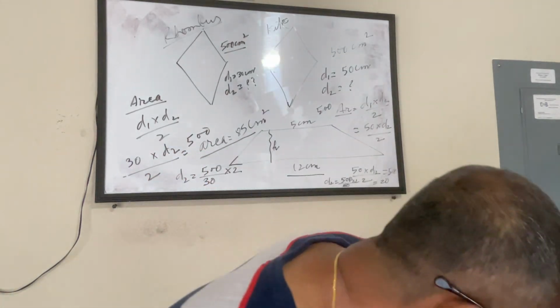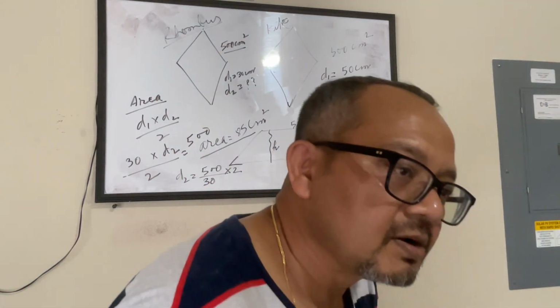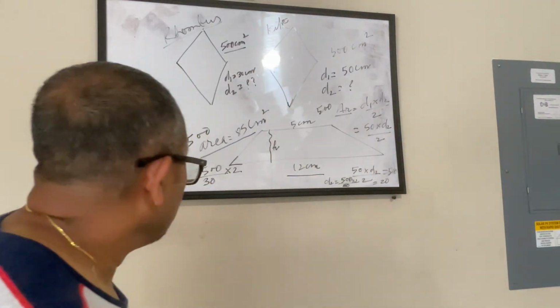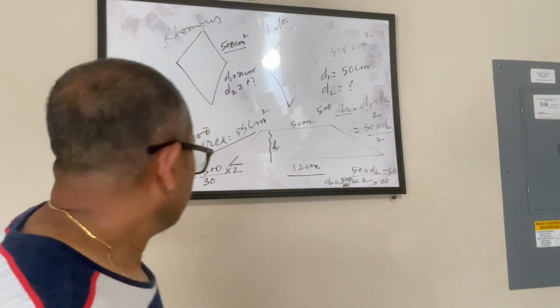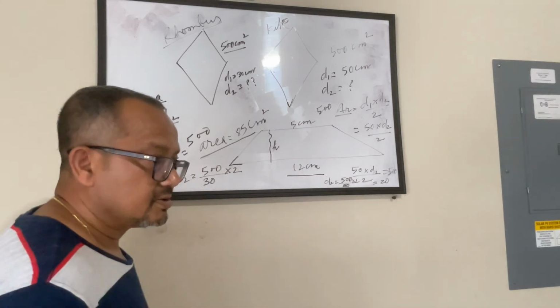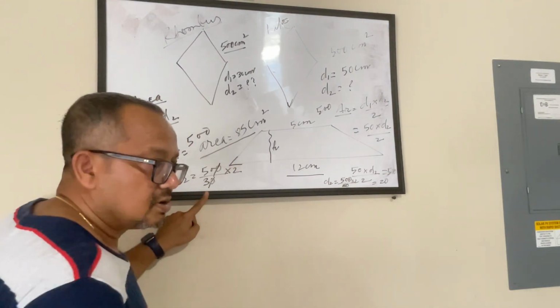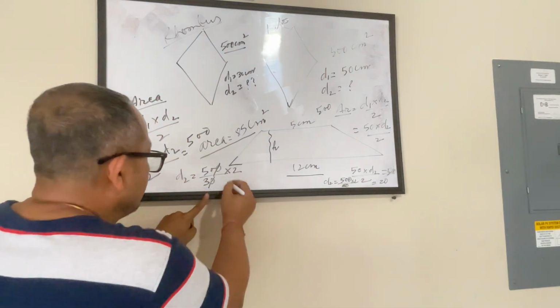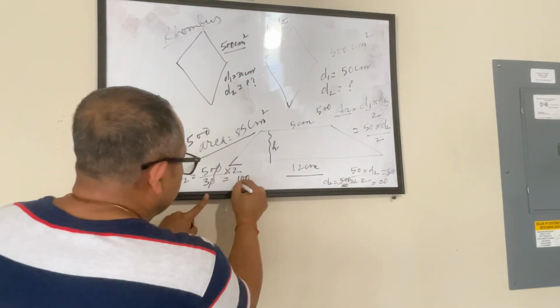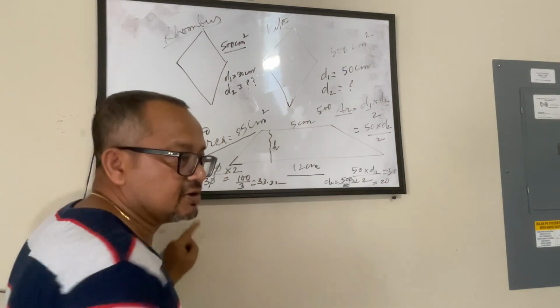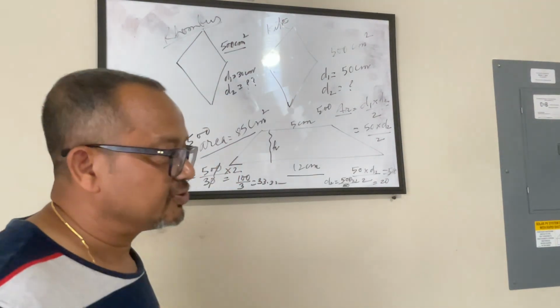Is there a trapezoid answer, 10? I will come to that. Okay, so 32. How come? 500 into 2 is 1000 divided by 30, that gives you 33.3333 and so on. It's not going to be 32.